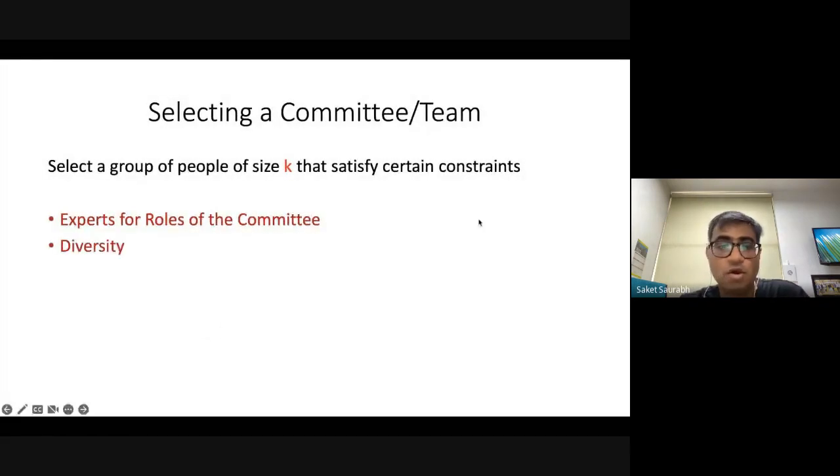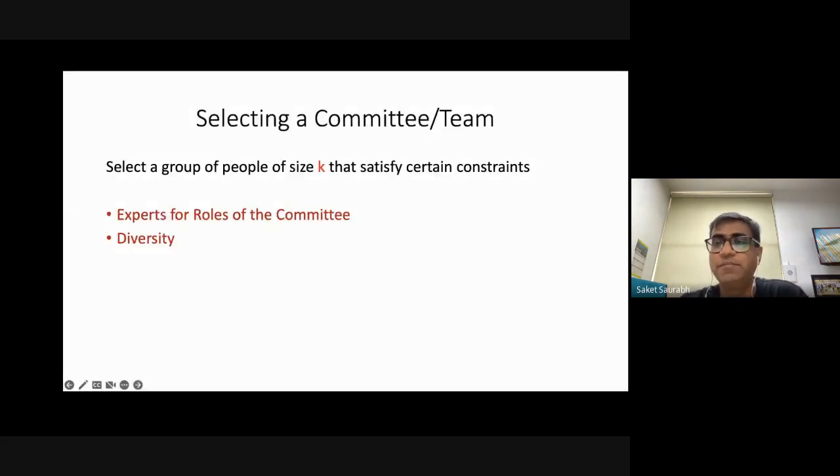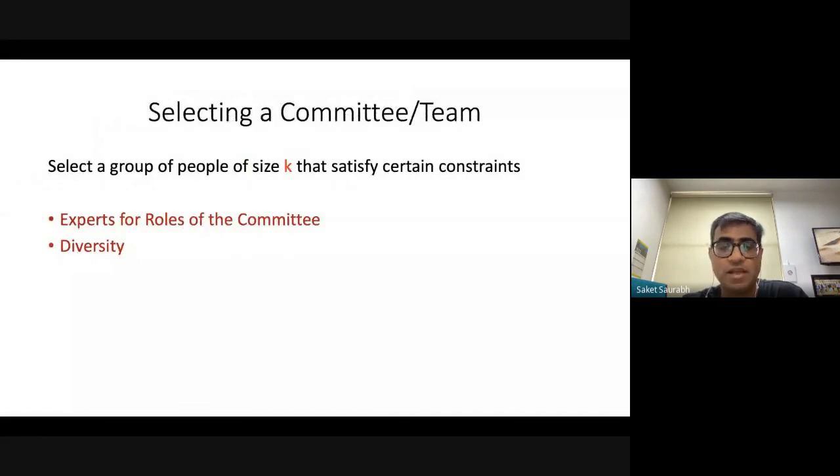Or you also need some sort of diversity, that you want to make sure people of all kinds are included, like gender balanced or race balanced. So there are different constraints put on the committee, and we need to form a team or group of people who satisfy this set of constraints.